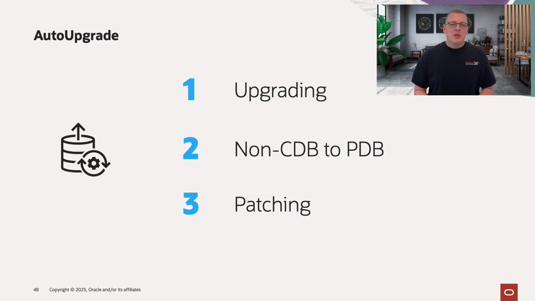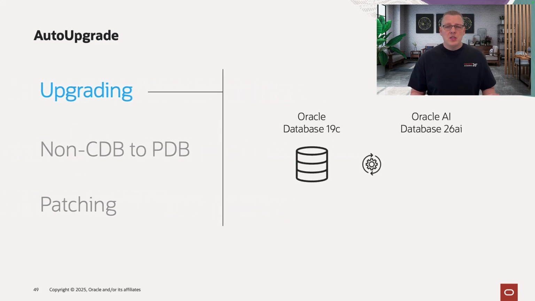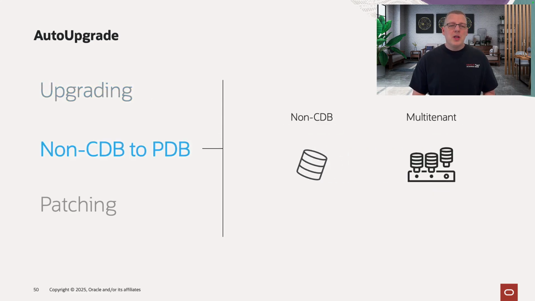So let's go deeper. Of course, upgrading, in case you are going from 19C to 26 AI, you can use AutoUpgrade. You can also use AutoUpgrade to do the conversion. If you have a non-CDB and you are planning to move to a multi-tenant architecture, AutoUpgrade can do that for you and automate all the steps.